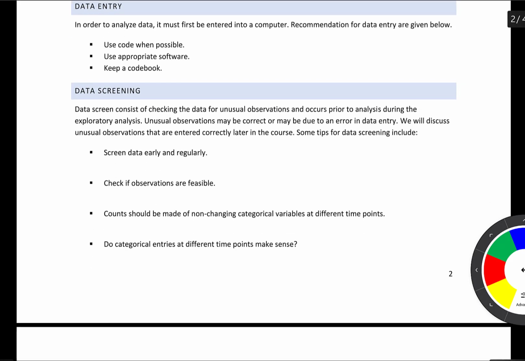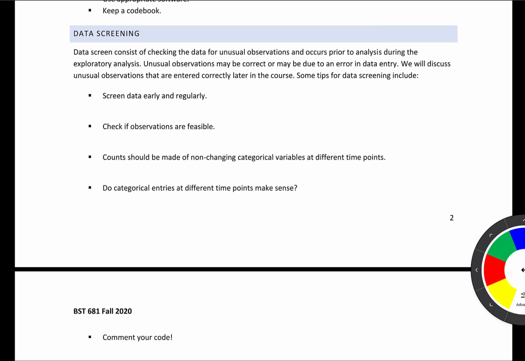All right, we're going to talk a little bit about data screening. Data screening consists of checking the data for unusual observations, and occurs prior to the analysis, during the exploratory analysis. Unusual observations may be correct or may be due to an error in the data entry. We'll discuss unusual observations that are entered correctly later on in the course. So we're just going to look at some tips for data screening.